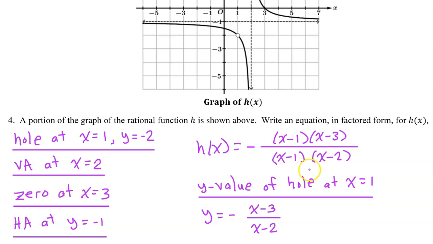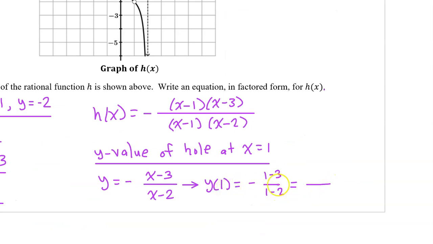Now let's check to see if the equation that we have so far gives us the correct y value for the hole at x equals 1. We can find the y value using the related equation obtained from canceling out the factor of x minus 1 that creates the hole. So let's check this. Let's plug in x equals 1 and see if we get y equals negative 2.